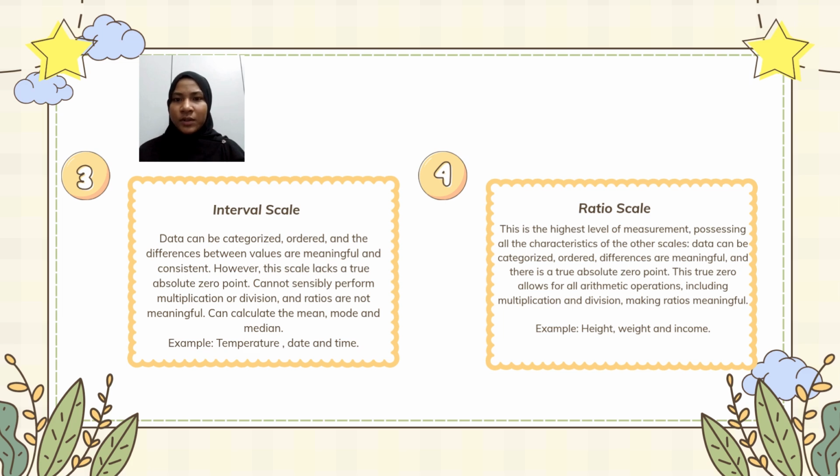Interval scale. Data can be categorized, ordered, and the differences between values are meaningful and consistent. However, the scale lacks a true absolute 0 point, cannot sensibly perform multiplication or division, and ratios are not meaningful. Can calculate the mean, mode, and median. Example, temperature, date, and time. Next, ratio scale. This is the highest level of measurement, possessing all the characteristics of the other scales. Data can be categorized, ordered, differences are meaningful, and there is a true absolute 0 point. This true zero allows for all arithmetic operation, including multiplication and division, making ratios meaningful. Example, height, weight, and income.